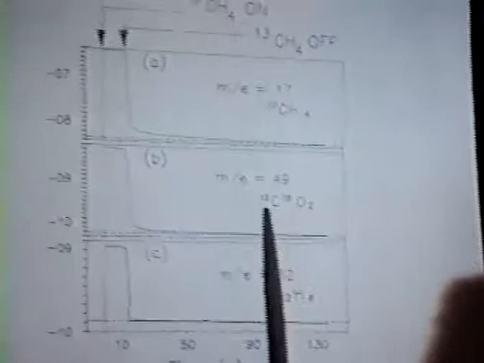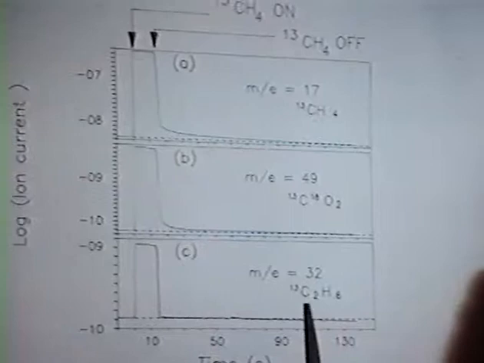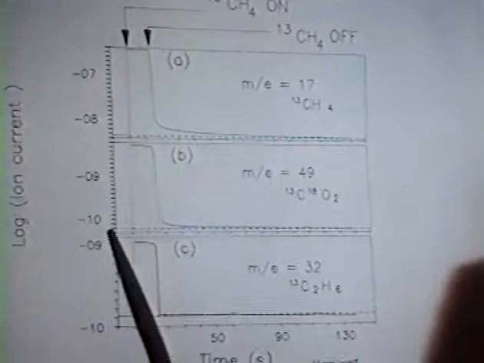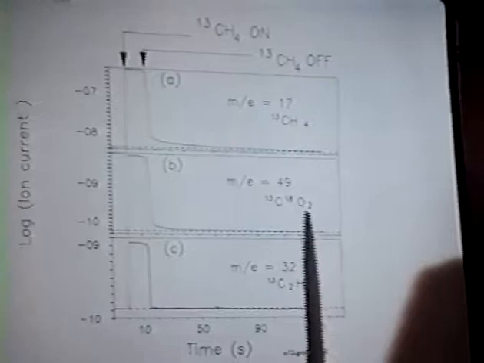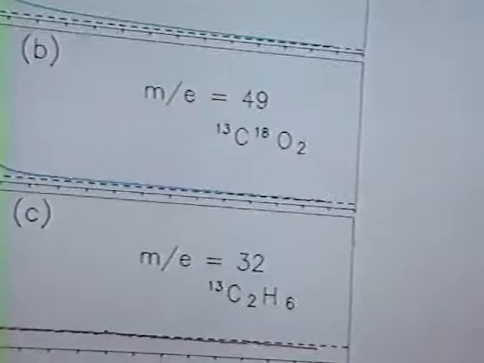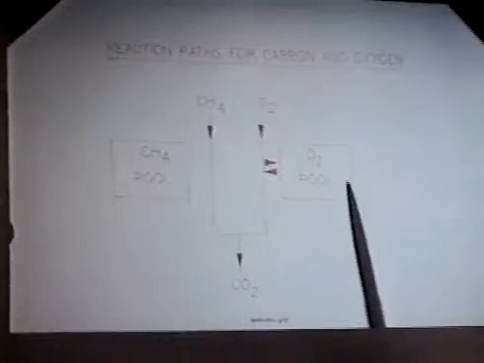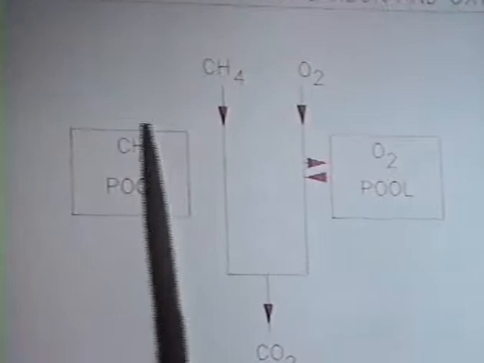So this is the C13 CO2 O18, and this is the C13 ethane. And the thing which is very clear is that the carbon tracing to the CO2 does not trail the same way that the oxygen trace to the CO2 does. In other words, what is happening is that whereas the oxygen reactant is entering the oxygen pool on the catalyst, the methane is not entering the methane pool, which is absorbed on the catalyst, on its way to becoming CO2.